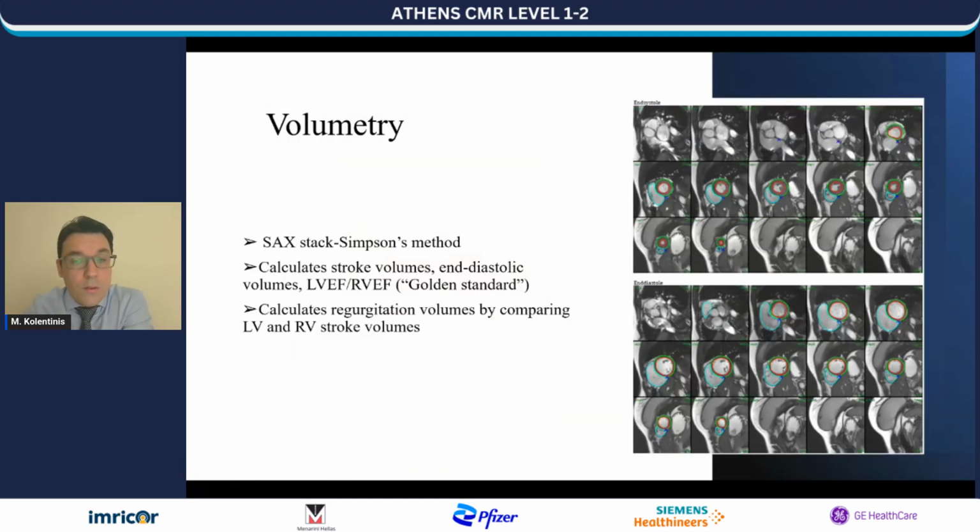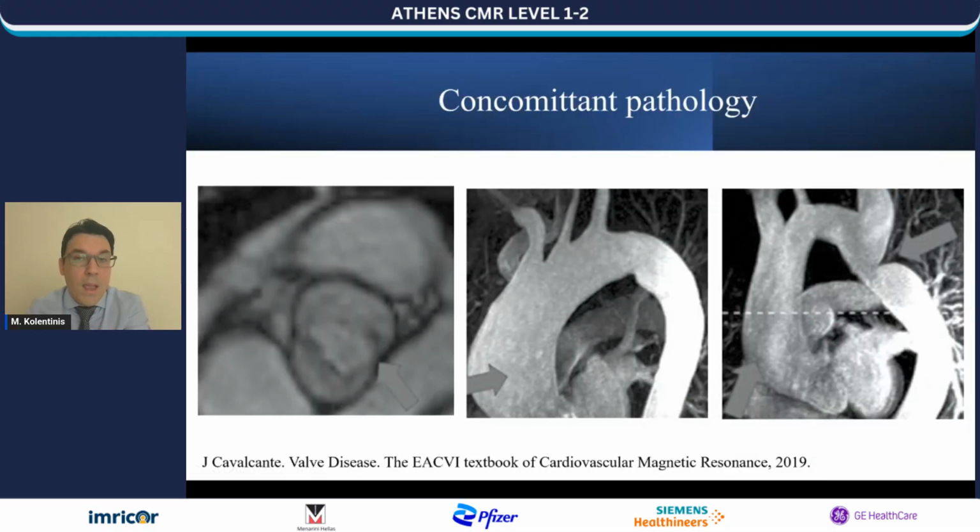This also through the volumetry, which is standard in every exam, we use the short axis Simpson's method. It's the same method that we use in echo, and which measures the stroke volumes from both ventricles, right and left ventricles. The difference in the stroke volumes is the regurgitation volume that we calculate.